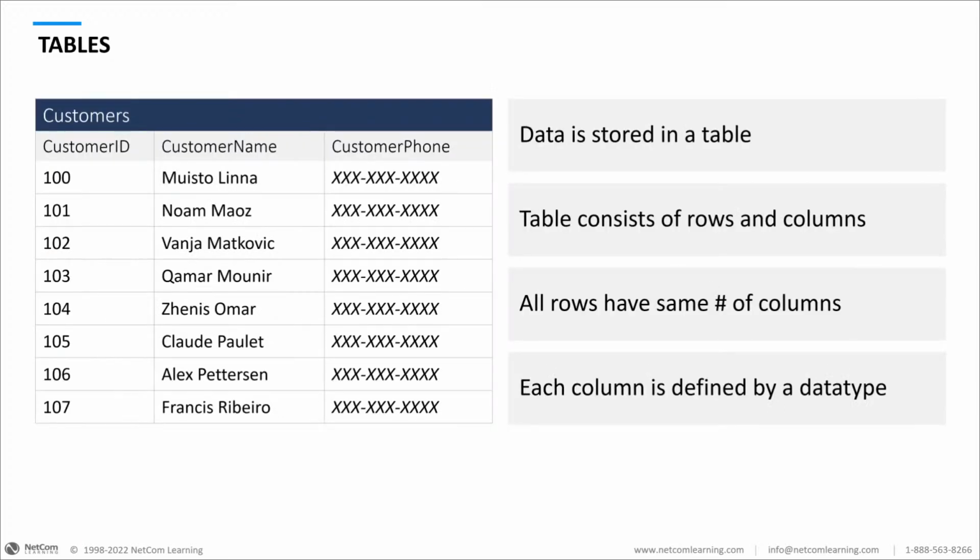The first thing that you'll notice when we look at a relational table or relational database is that it uses a table structure, okay? So the main characteristics of relational databases are that the data is stored in a table, so it's just like an internal Microsoft Excel spreadsheet, but it's inside of a database file. The table always consists of rows and columns. All the rows have the same number of columns. And each column is defined by a data type.